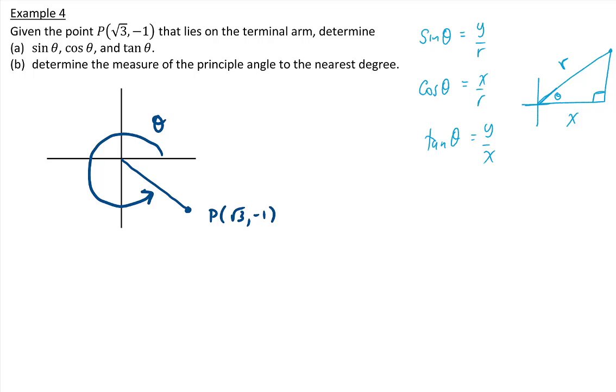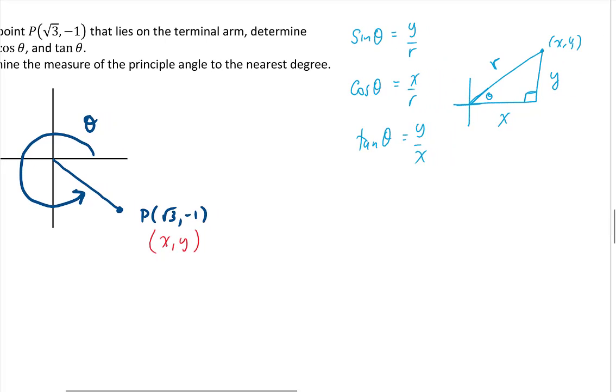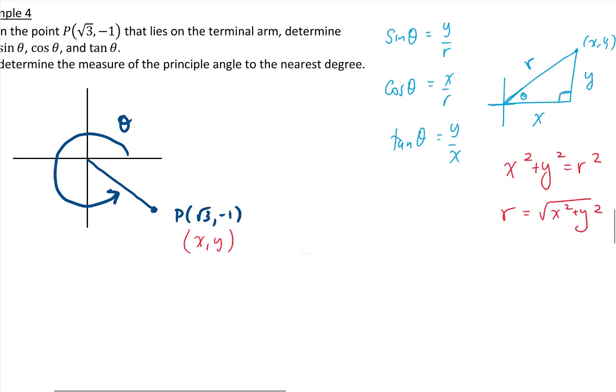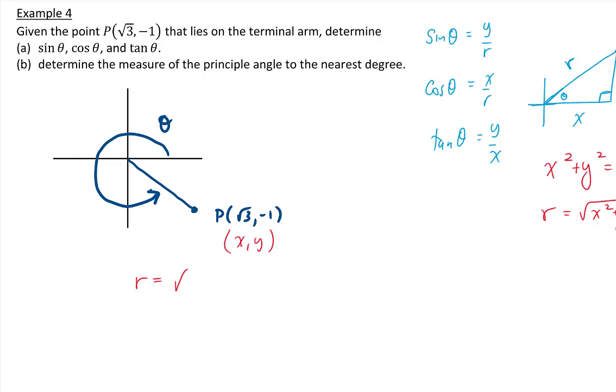Because we have x and y, so here's our x, here's our y, we're just missing the length of this radial arm. If we go back to our picture, there's a formula to find this length. It's Pythagorean's theorem, x squared plus y squared equals r squared. So the length of the radial arm is r equals the square root of x squared plus y squared.